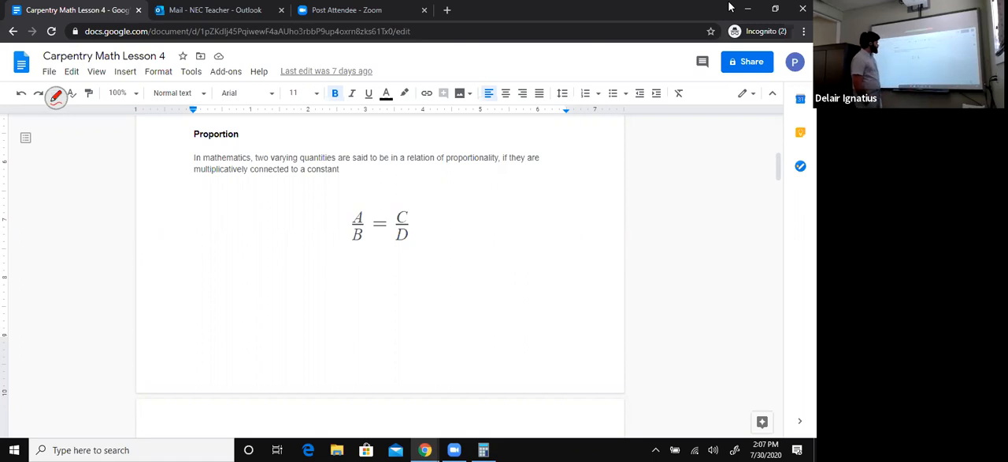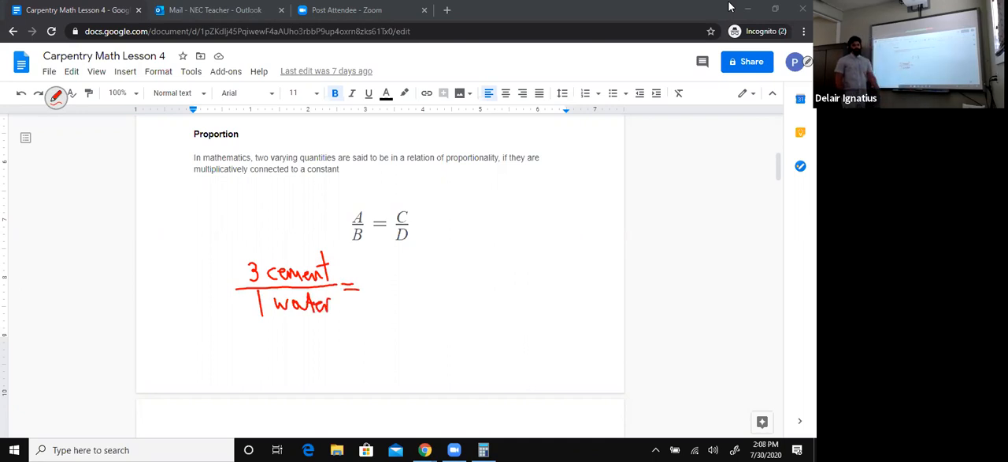In the example I just gave, let's say that A is 3 cement and B is 1 water. Now this is equal to something, some other fraction. We use this equal sign to say it's a proportional relationship. So those two things are locked in step.